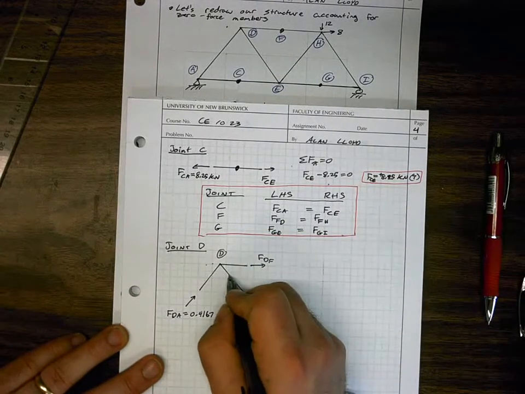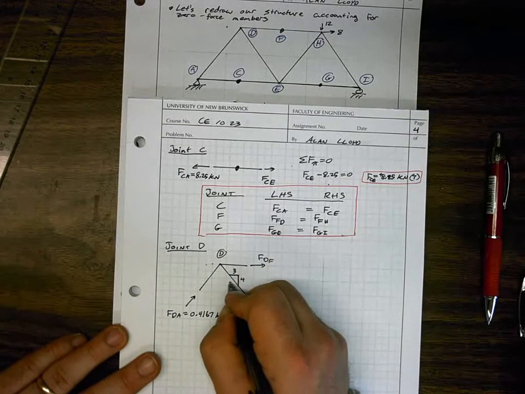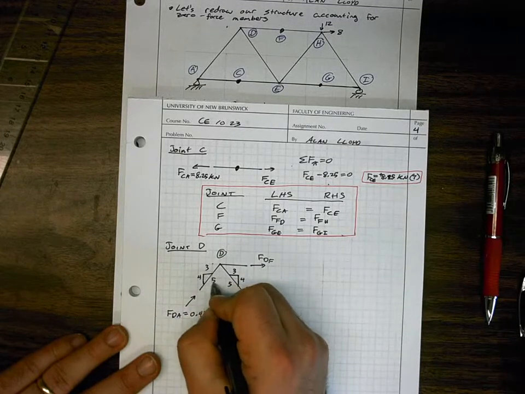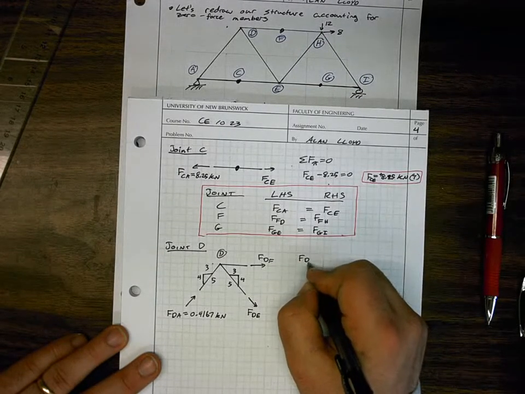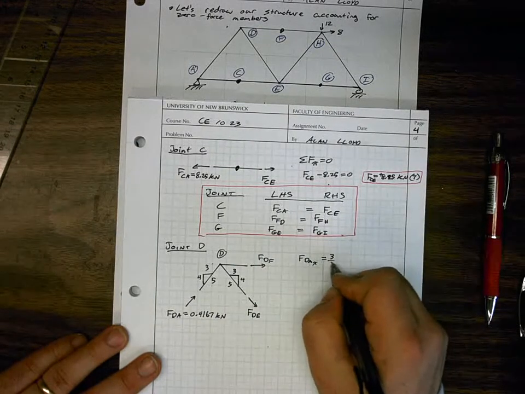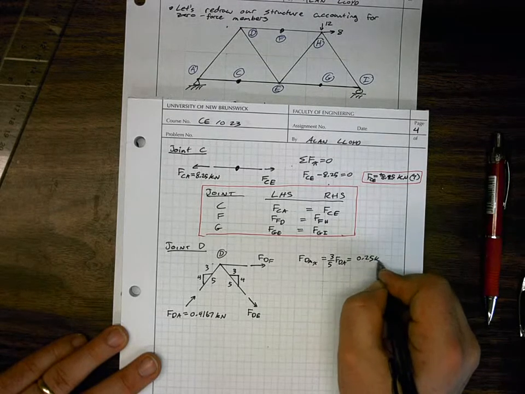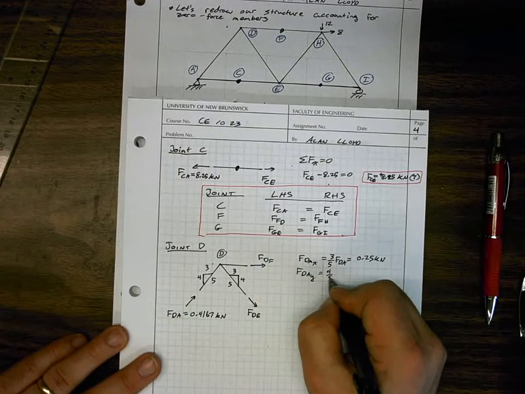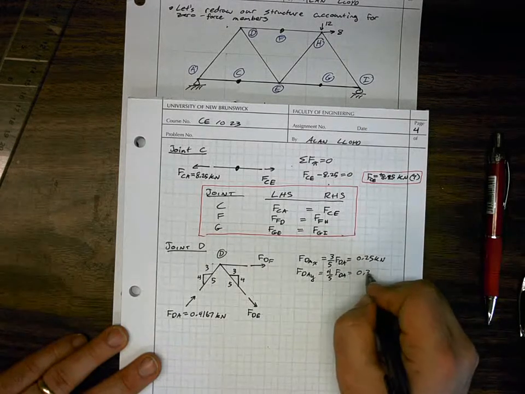We do know something about these angles. We have a 3, 4, 5 triangle there, and we have a 3, 4, 5 triangle there. So we can say that FDAX, the x component of FDA, is equal to 3 over 5 FDA, and this is equal to 0.25 kilonewtons, and FDAY is equal to 4/5 FDA, and that's equal to 0.333 kilonewtons.